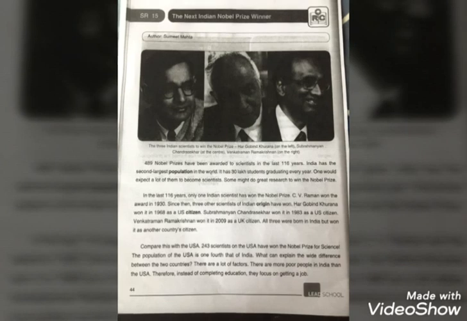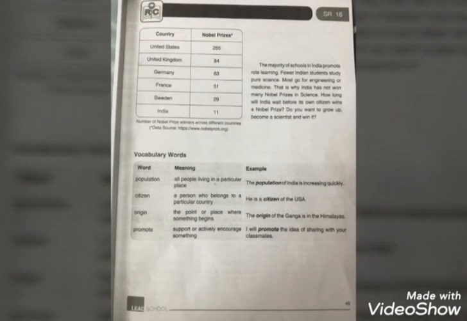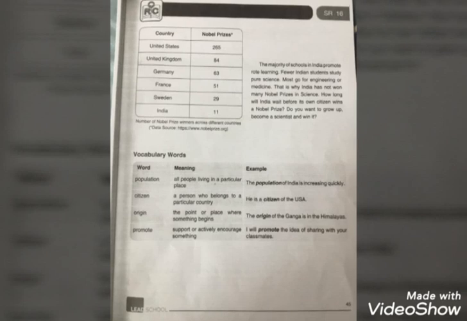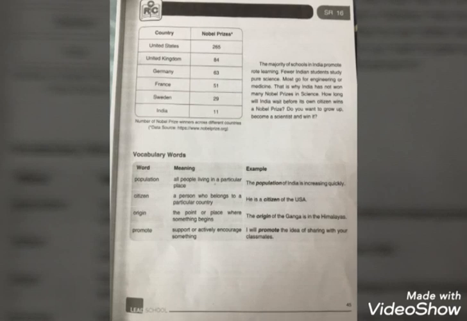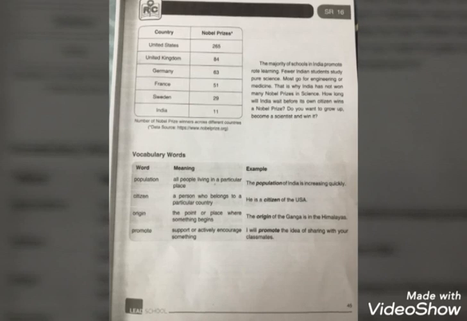So now students, look at page number 48. Here we have the number of Nobel Prize winners across different countries. Country and Nobel Prizes. United States, 265 Nobel Prizes. United Kingdom, 84 Nobel Prizes. Germany, 63. France, 51. Sweden, 29. In India, only 11. So the majority of schools in India promote rote learning.